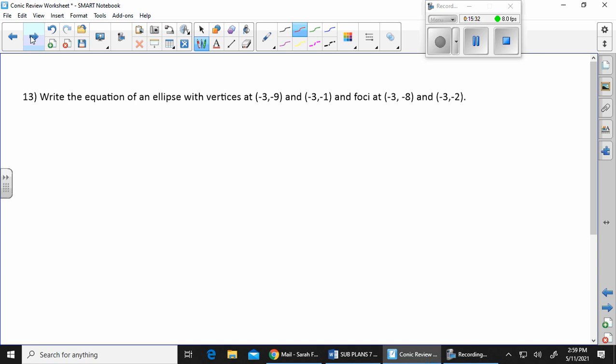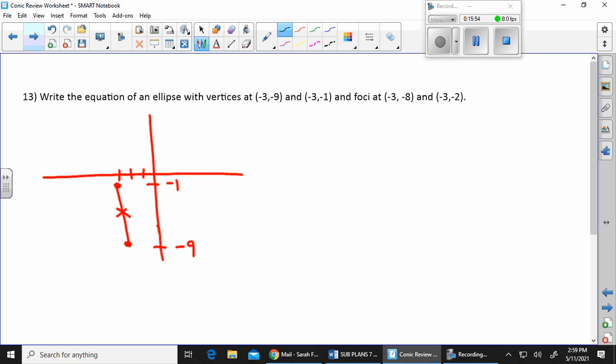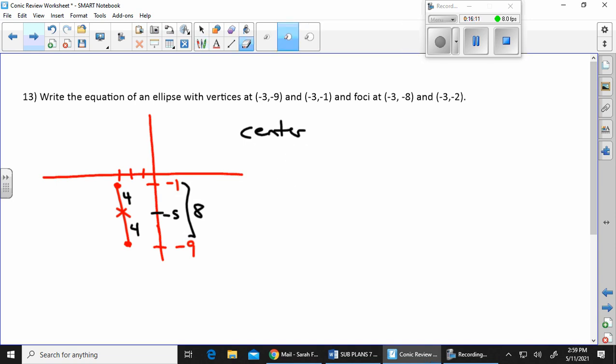So 13, ellipse, vertices, foci. So this is the sort of harder question. So you got -3, -9, -3, -1. So you got to find the center. So what's between, however you do it, you should sort of think that's 8 numbers. Divide by 2, 4 and 4, which means that's got to be at -5, which means the center is at -3, -5.